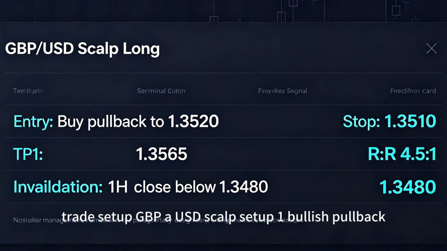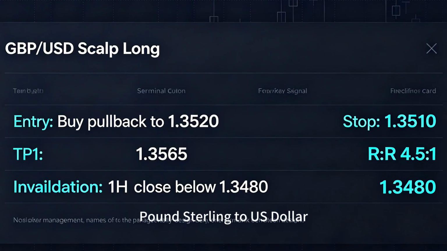Trade setup, GBP/USD Scalp Setup 1, bullish pullback, pound sterling to US dollar. Buy on a pullback to structural support at 1.3520 with reversal confirmation. Target 1.3565. Stop at 1.3510. Entry. Buy pullback to 1.3520. Stop at 1.3510, TP1 at 1.3565. R and R is 4.5 to 1.